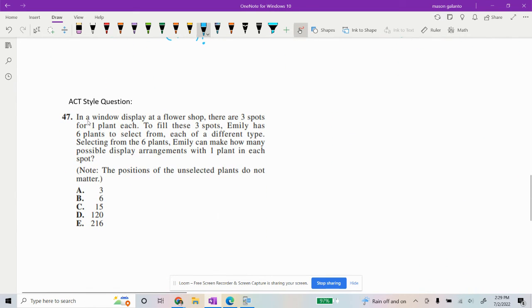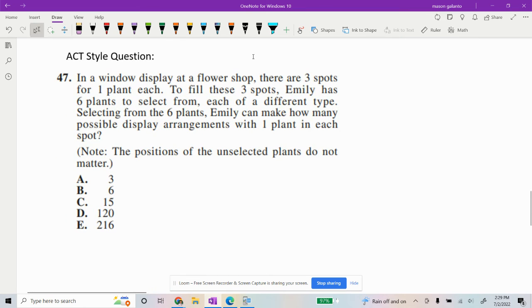Last thing is that we have an ACT style question here, and we want to look at this. Let's answer this one. So in a window display at a flower shop, there are 3 spots for 1 plant each. So we have very specific spots. To fill these spots, Emily has 6 plants to select from, each of a different type. Selecting from the 6 plants, Emily can make how many possible display arrangements with 1 plant in each spot?